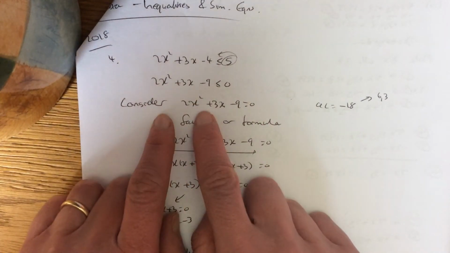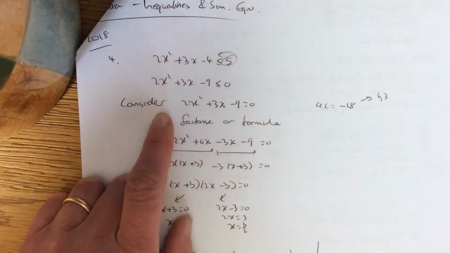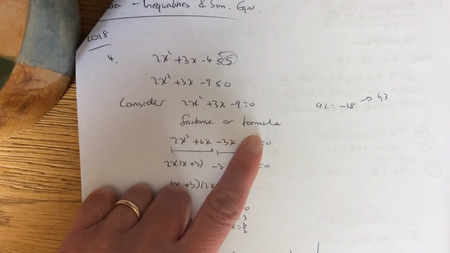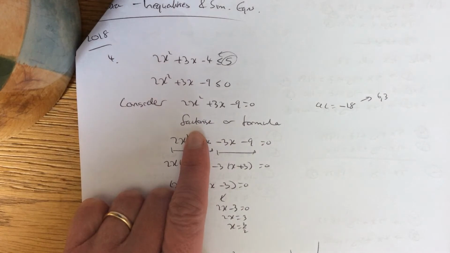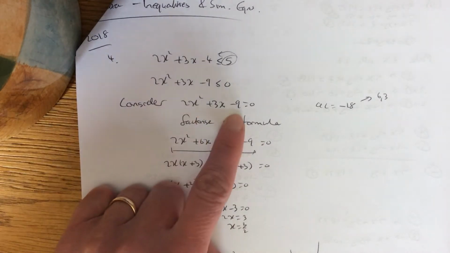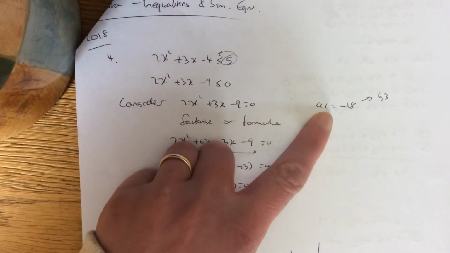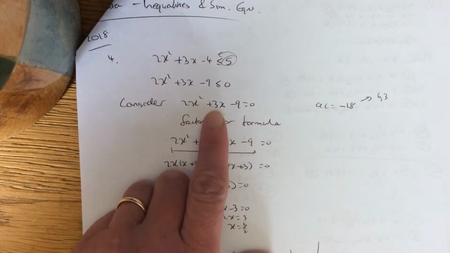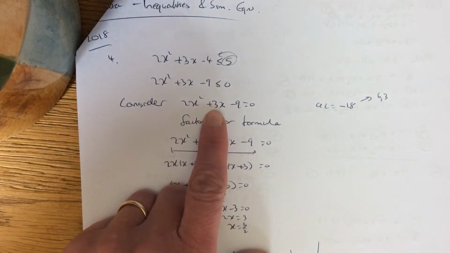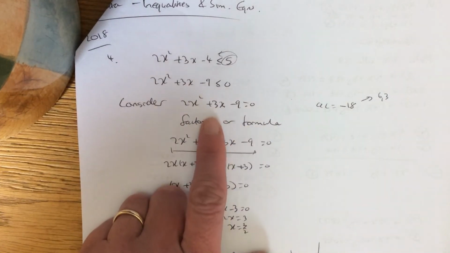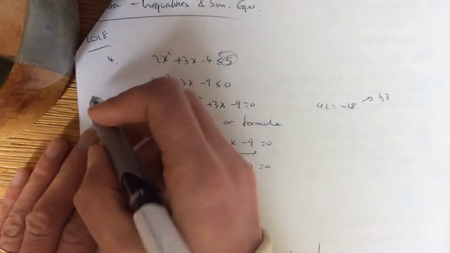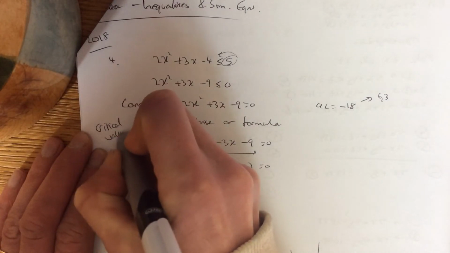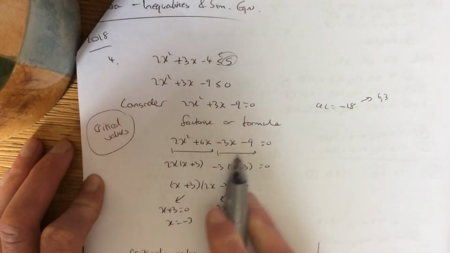Now, you need to find the critical values. So for the critical values, you can either factorize it or use the formula. I chose to factorize. So AC, so it's minus 18, is made up of a 6 and a 3. I can get a 3 out of that, having a minus 6, a positive 6 and a minus 3. So what I'm doing here is finding the critical values, just solving it your normal way.